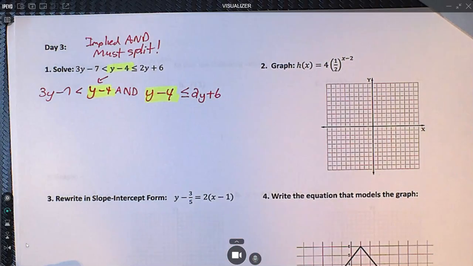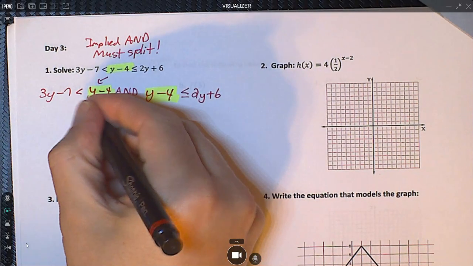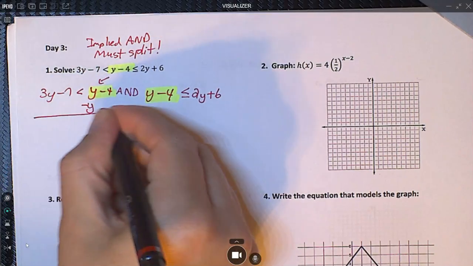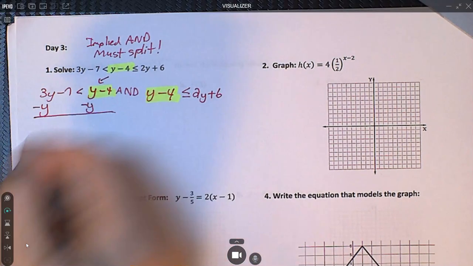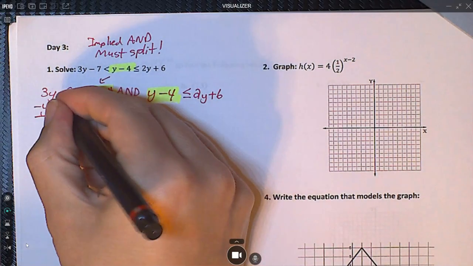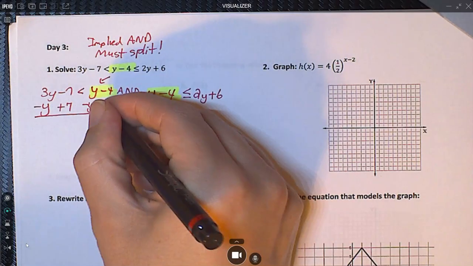We've been solving equations forever. I'm going to show you a quicker way. Once I put that minus y on that side, we're eventually going to have to get rid of that minus 7.